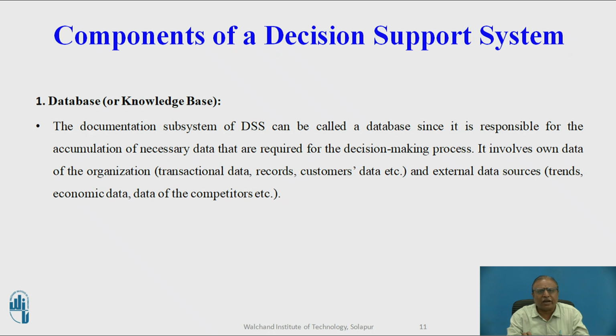The first component, database or knowledge base. The data subsystem of a decision support system can be called the database, since it is responsible for the accumulation of necessary data that are required for the decision making process. It involves the organization's own data, that is transaction data, records, customer data, etc., and external data sources, trends, economic data or data on the competitors, etc.